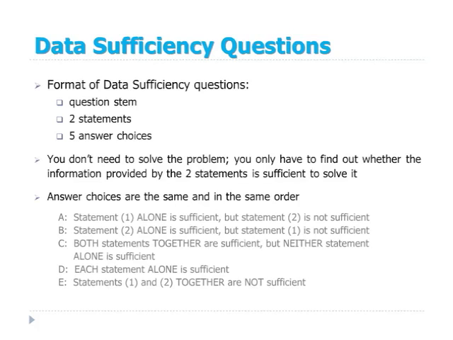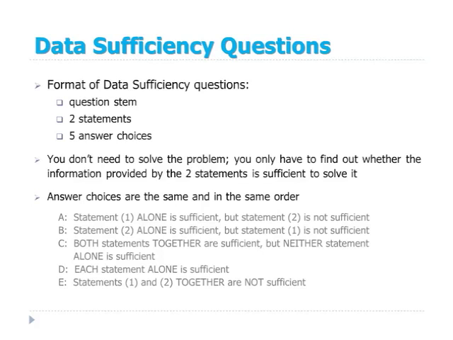Choice A, Statement 1 alone is sufficient, but Statement 2 is not sufficient. Choice B, Statement 2 alone is sufficient, but Statement 1 is not sufficient. Choice C, both statements together are sufficient, but neither statement alone is sufficient. Choice D, each statement alone is sufficient. Choice E, statements 1 and 2 together are not sufficient.